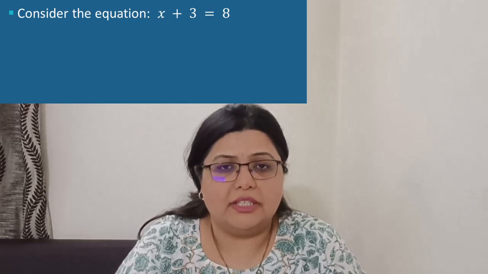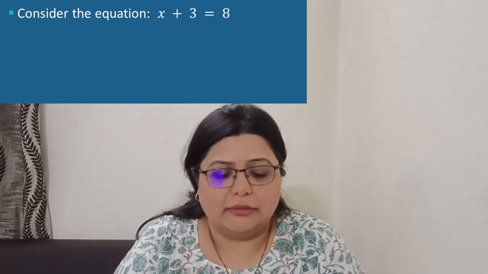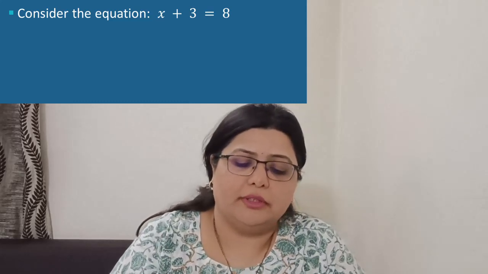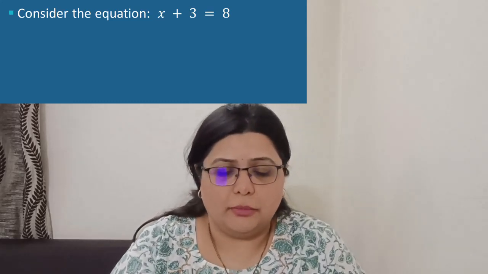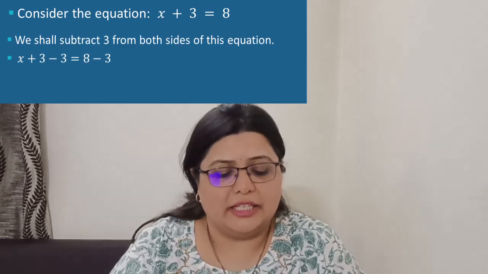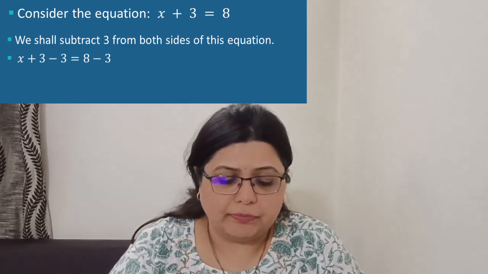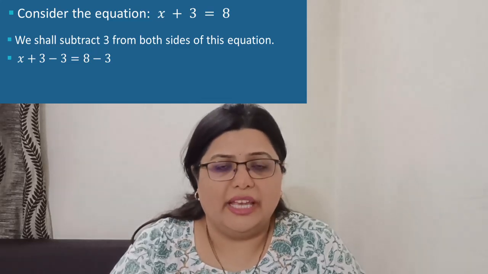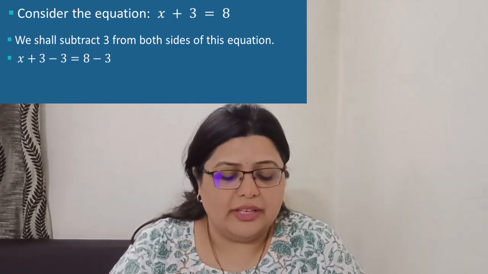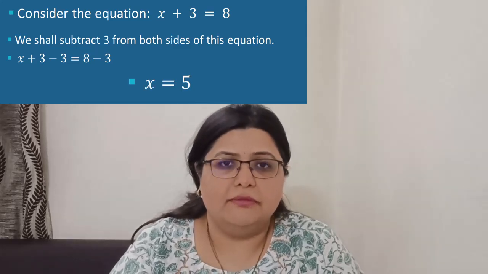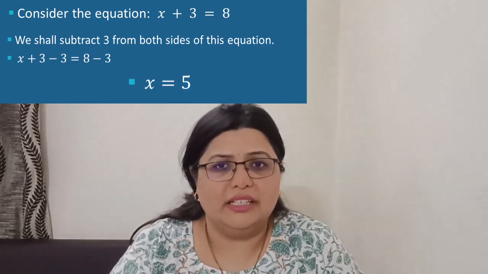Let's take an example: x plus 3 is equal to 8. We need to solve x plus 3 is equal to 8. In order to remove this 3, we will subtract 3 from both the sides. So x plus 3 minus 3 is equal to 8 minus 3. Now this plus 3 and minus 3 will cancel, and we get x is equal to 8 minus 3. So x is equal to 5. This is the only principle which we will be using while solving the equation.